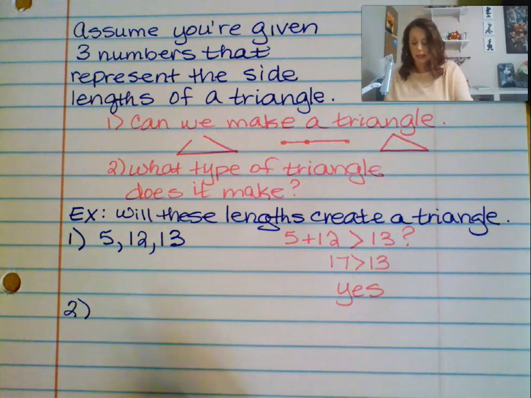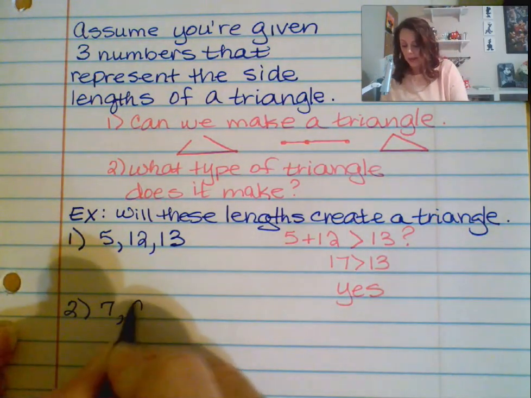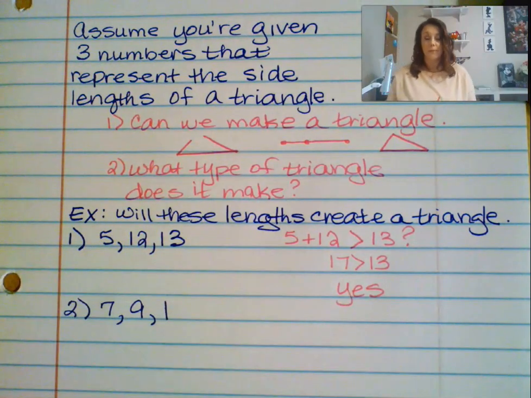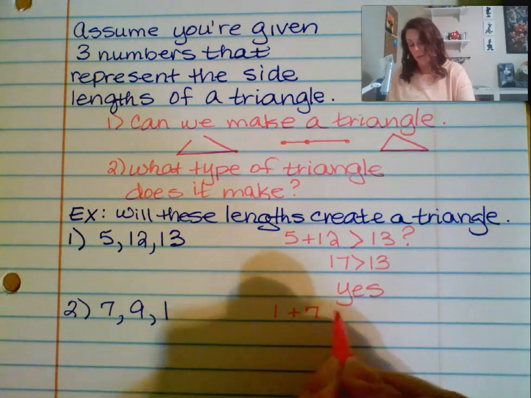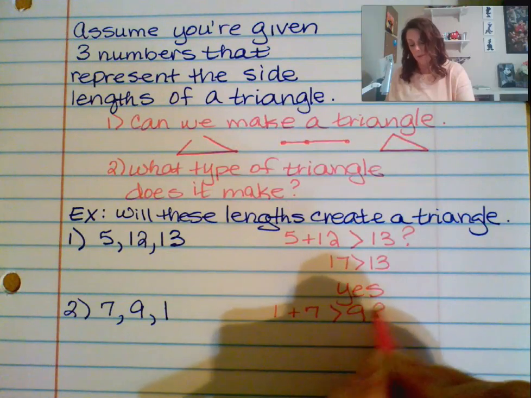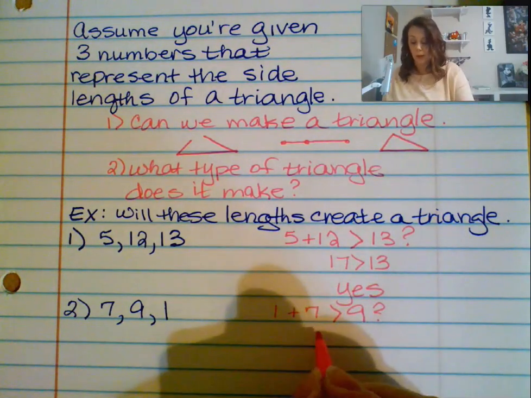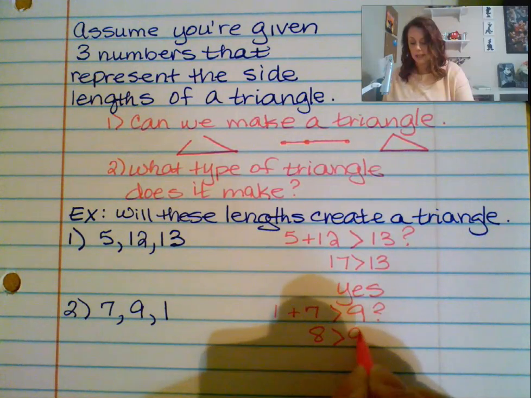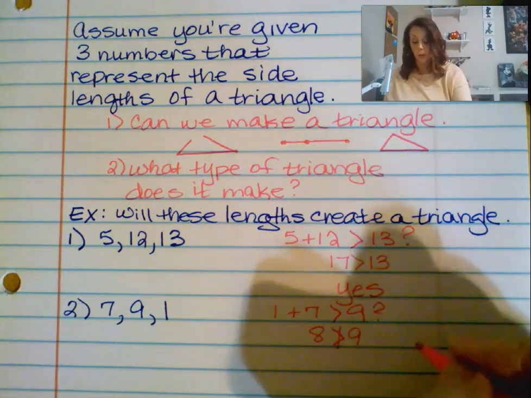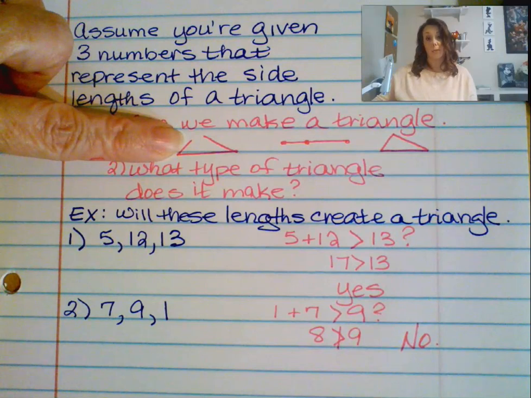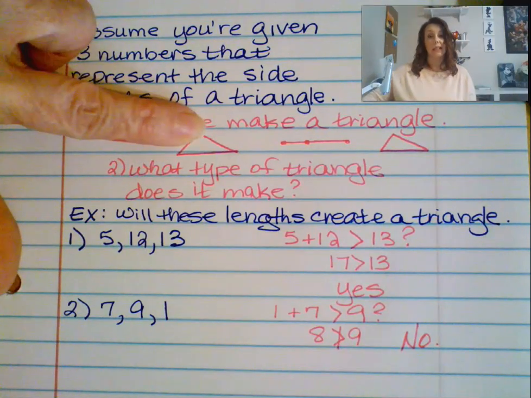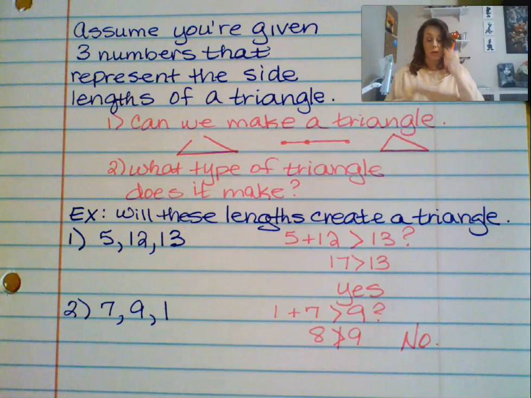In number 2, we're looking at the numbers 7, 9, and 1. And we're going through the same process. So add the 2 smaller sides together. 1 plus 7, is that greater than 9? Now in this case, 1 plus 7 we all know to be 8. And 8 is clearly not greater than 9, so will this make a triangle? No. In fact, what this would create is a situation like this first one, where we see 2 segments that leave a gap, where they won't intersect one another at all.